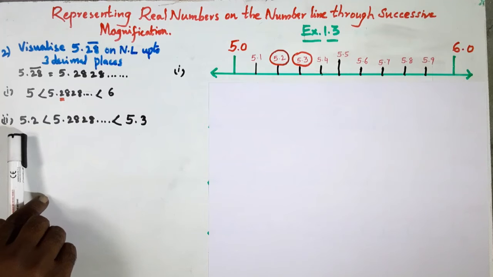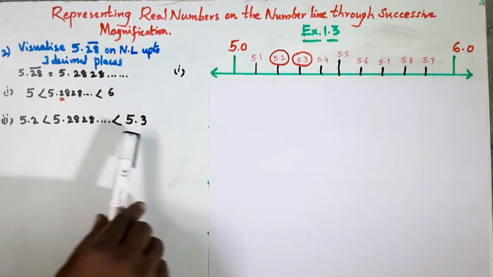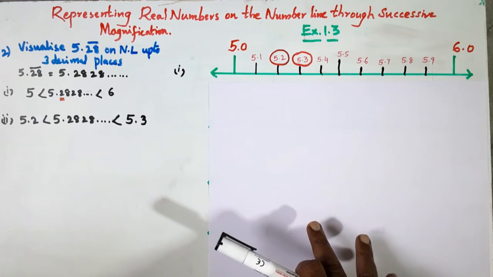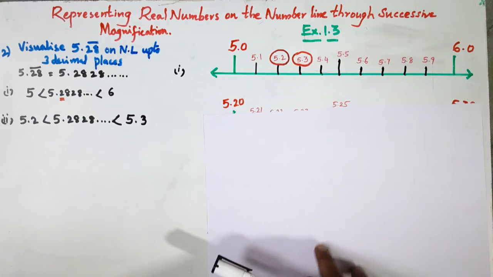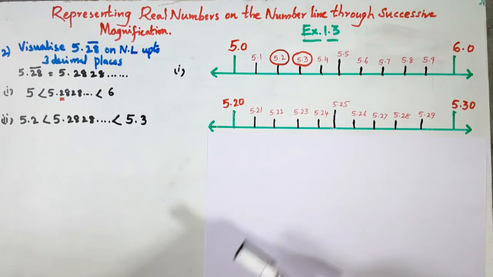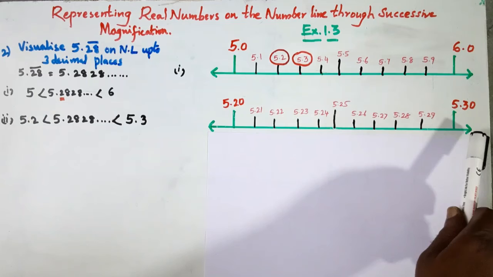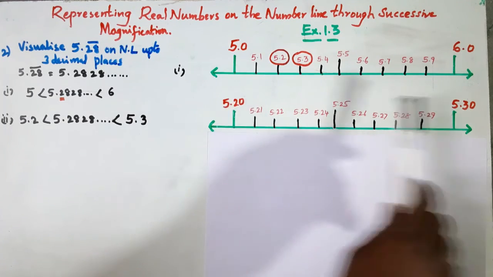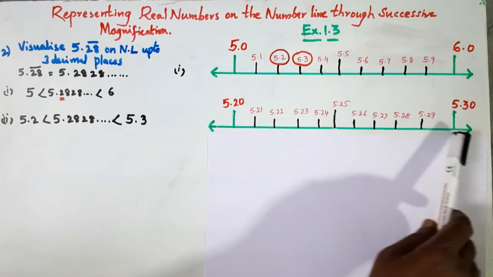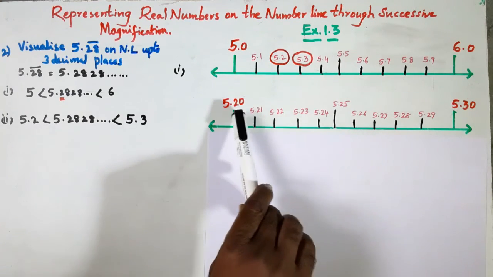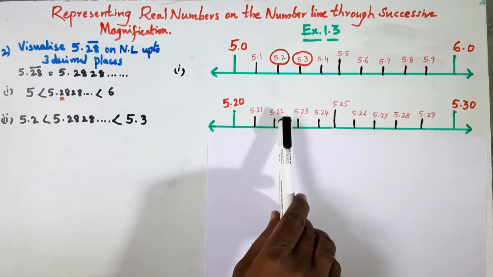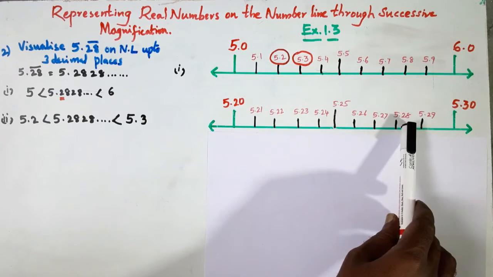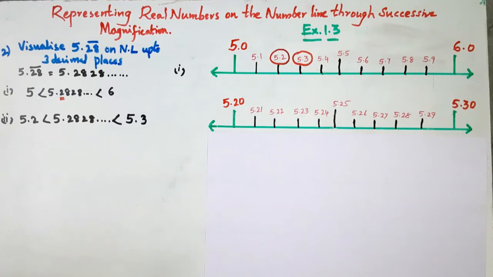Now let us draw a number line having 5.2 and 5.3, dividing it into 10 equal parts. So here I have 10 equal parts from 5.2 to 5.3. For your easy understanding I have written 5.20 and 5.30 divided into 10 equal parts, and each part we are writing as 5.20, 5.21, 5.22, 5.23, 5.24, 5.25, 5.26, 5.27, 5.28, 5.29 and 5.30.